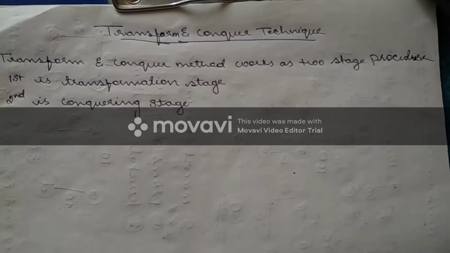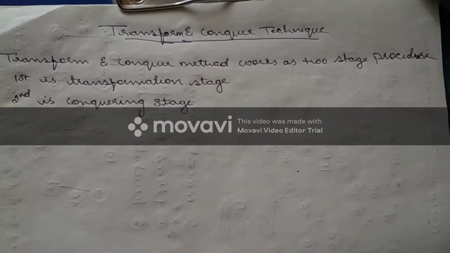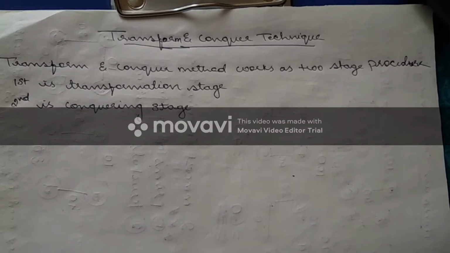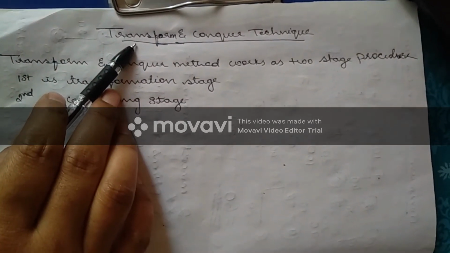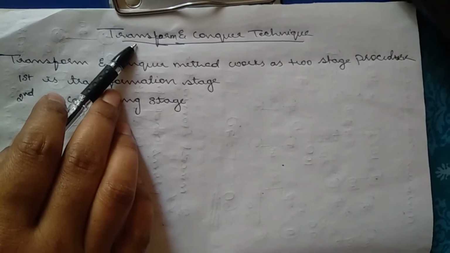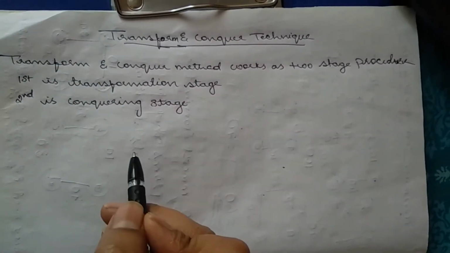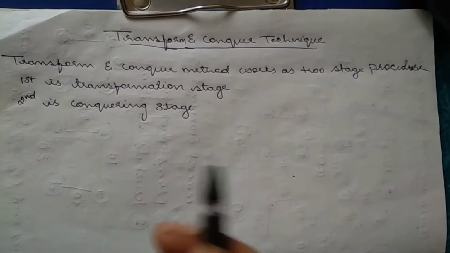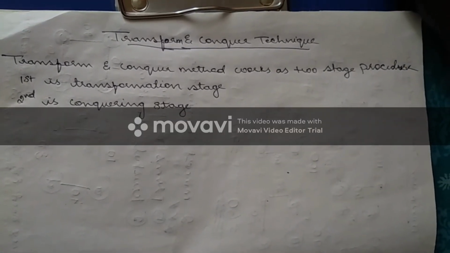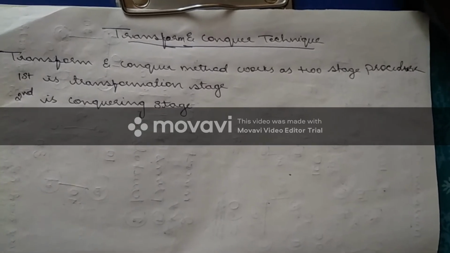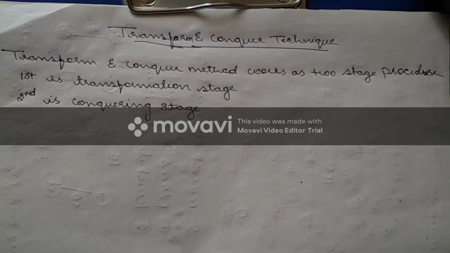Hello everyone. Today we'll start with a new technique that is called the transform and conquer technique. In the name itself it is there, transform. So this method is mainly based on the idea of transformation. What do you mean by transformation? Transformation is nothing but conversion from one method to another method.